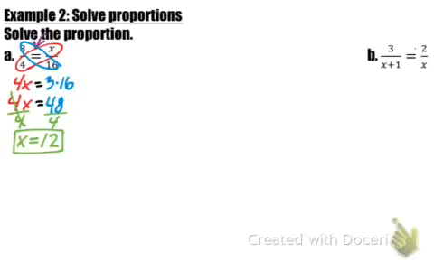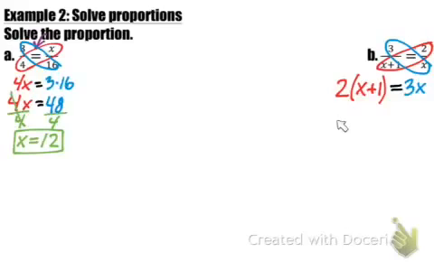Perfect. Alright, the second problem in this example, we have 3 over x plus 1 equals 2 over x. This looks a little confusing because the denominator in the first fraction is x plus 1. Don't let that confuse you, because you still use the cross product property to find the value of the variable. The first set of cross products is x plus 1 times 2, so we write 2 times the quantity x plus 1, and that should equal the second set, 3 times x.